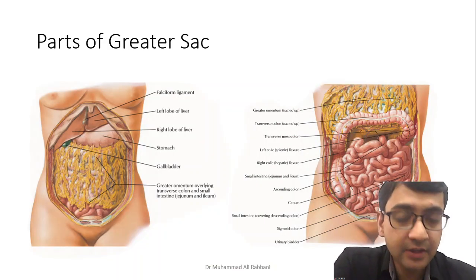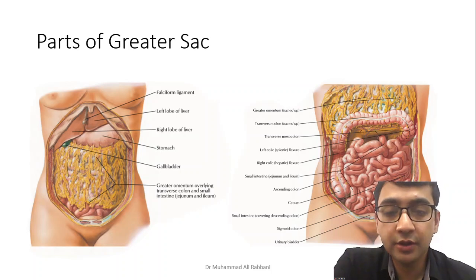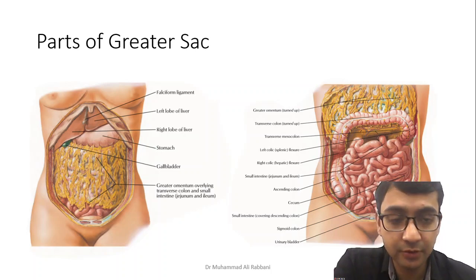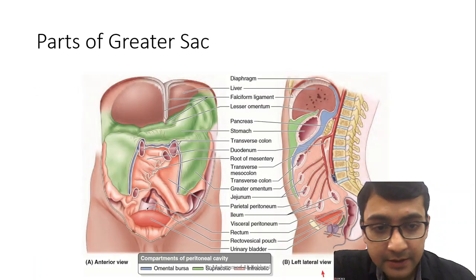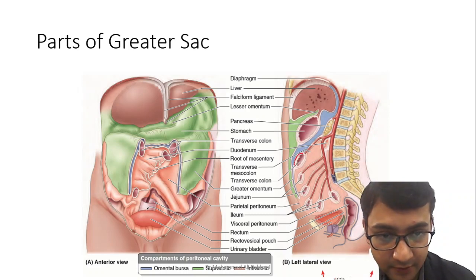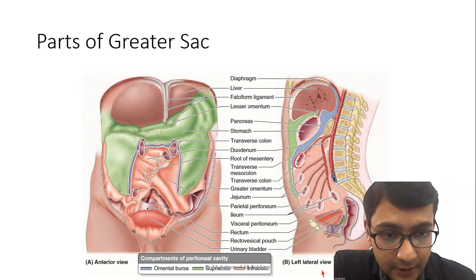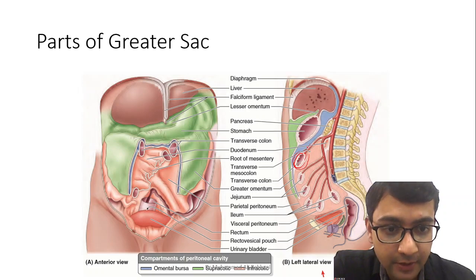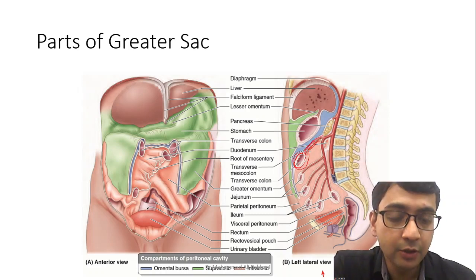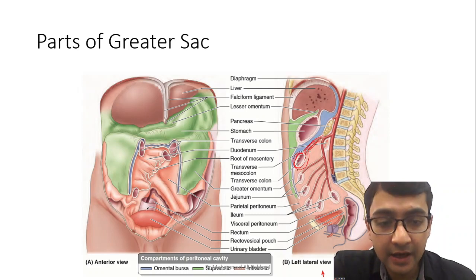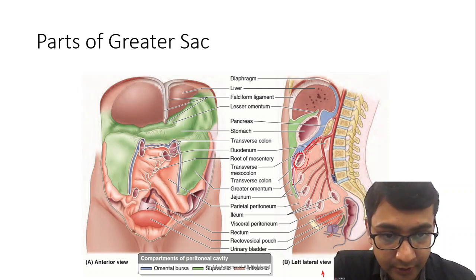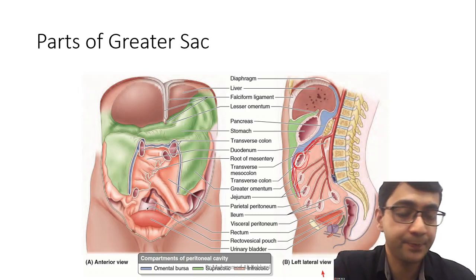The greater sac is further divided into two parts based on the attachment of the transverse mesocolon. Here is the attachment of the transverse mesocolon. Here is the transverse mesocolon itself, here is its visceral peritoneum, and then the mesentery that goes all the way to the back. And add to it the fused greater omentum. Just remember that the greater omentum was fused to it.